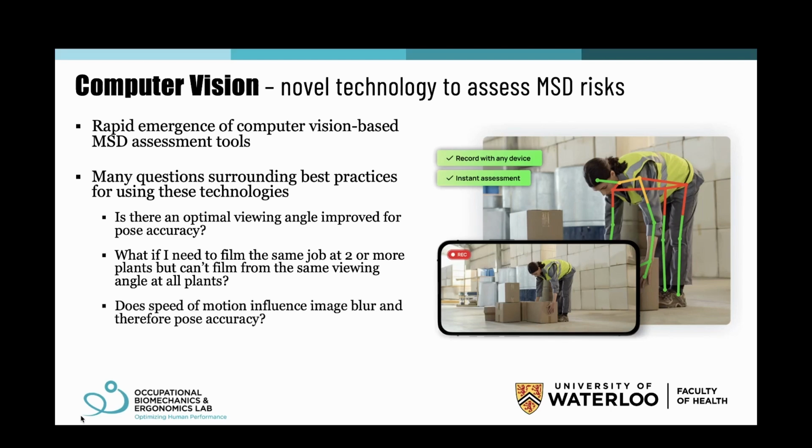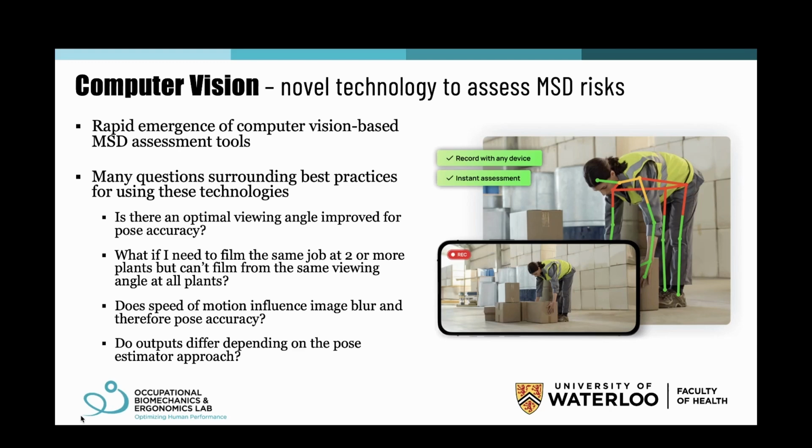Another question is, does the speed of motion influence the pose estimation accuracy? Basically, if you're moving faster, there may be possibilities for image blurring, and that could influence the pose estimation accuracy. And then the last one that we wanted to look at is, do outputs from differing computer vision pose estimation tools differ in their accuracy compared to a lab grade system?